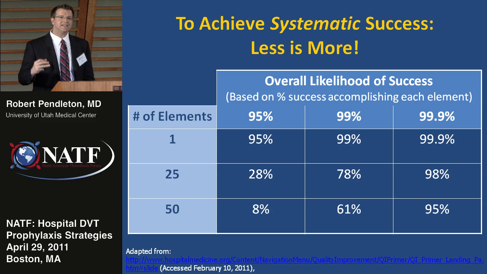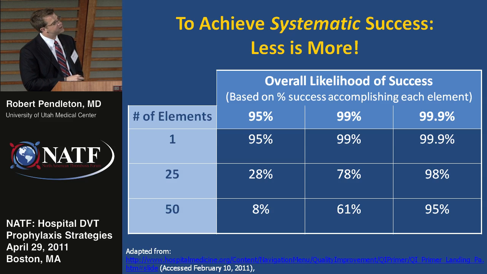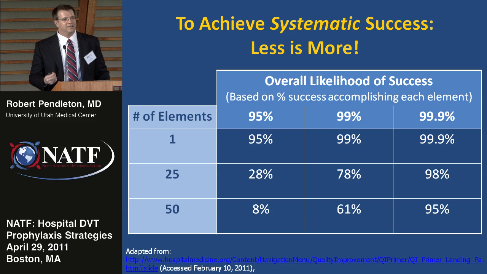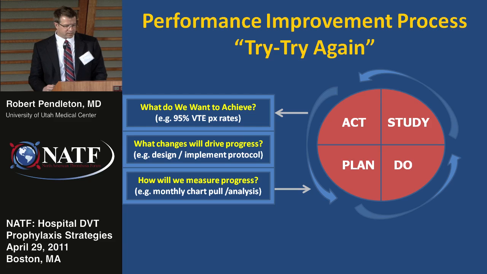Even if we were 99% likely to accomplish each element, if our protocol has 25 elements, we're only going to be delivering appropriate prophylaxis in 78%. So one of the things is that oftentimes, unless you have a sophisticated electronic medical record, less is more.